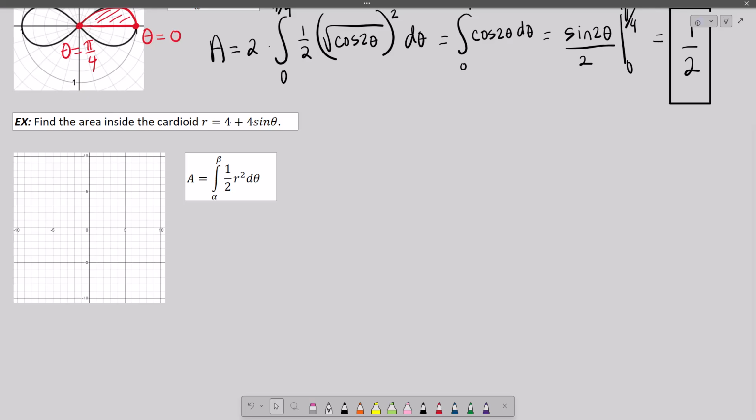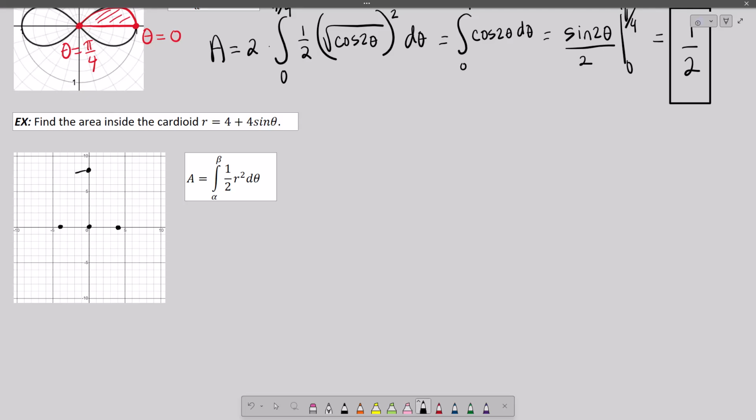Let's graph this cardioid. What is the first point? When theta is 0, how far are we from the origin? 4. The sine of 0 is 0, so we go 4 away. Plug in pi over 2. Sine of pi over 2 is 1. We're 8 away. Plug in pi, sine of pi is 0, we're 4 away. 3 pi over 2, we get 0.